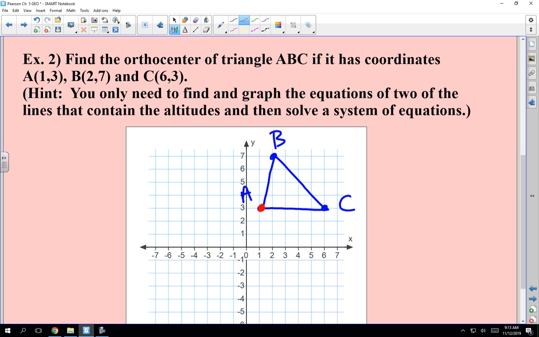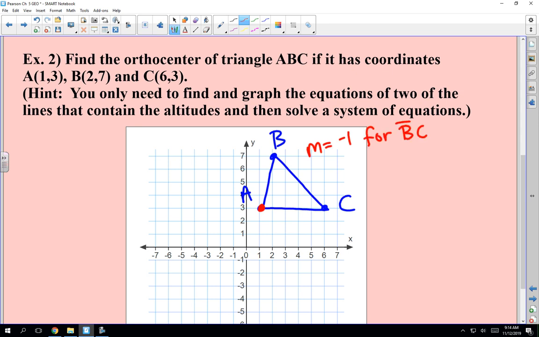So, can I figure out the slope of BC? Yes. Can you figure out the slope of BC? Okay, what is the slope of BC? We go down 1, 2, 3, 4, and over 1, 2, 3, 4. It's super easy to figure out. It's not positive 1, though. It's negative 1. So m equals negative 1 for BC.